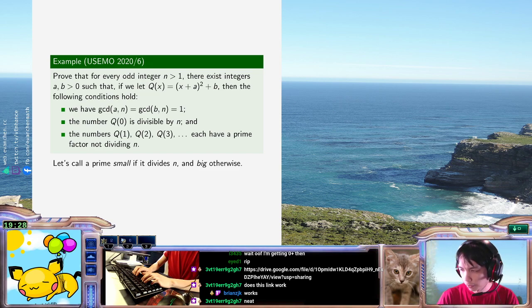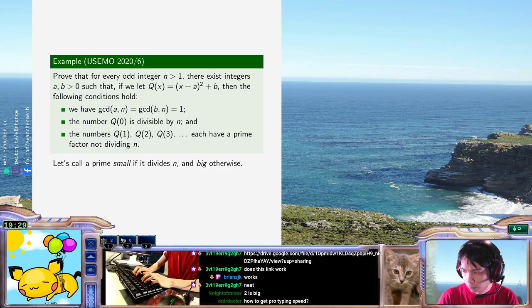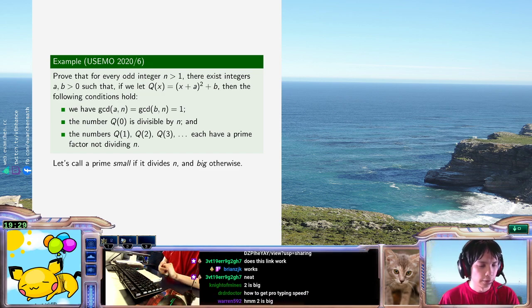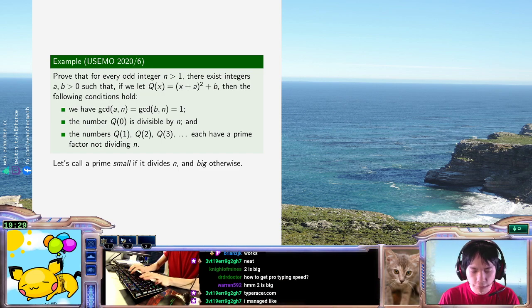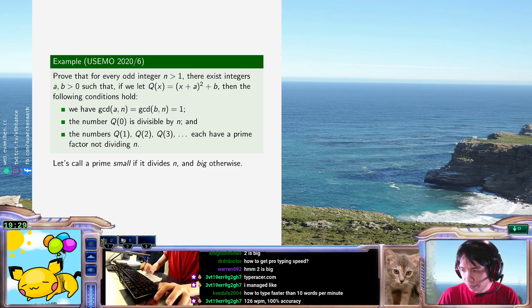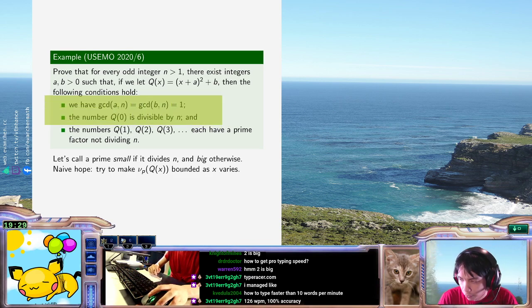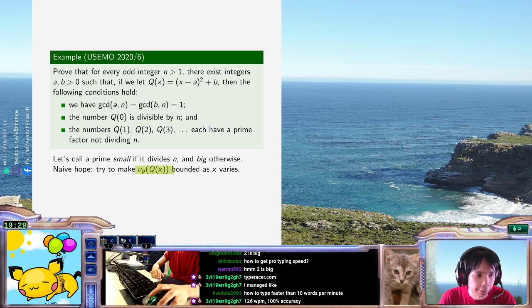So, what's the deal with this? We want sufficiently large Q inputs to have big prime factors. The naive thing you might try is to bound v_p of Q(x) as x varies. But this doesn't work, basically because of the first two conditions. The first two conditions guarantee that v_p of Q(x) can get whatever value it wants. So we're going to need a different approach.